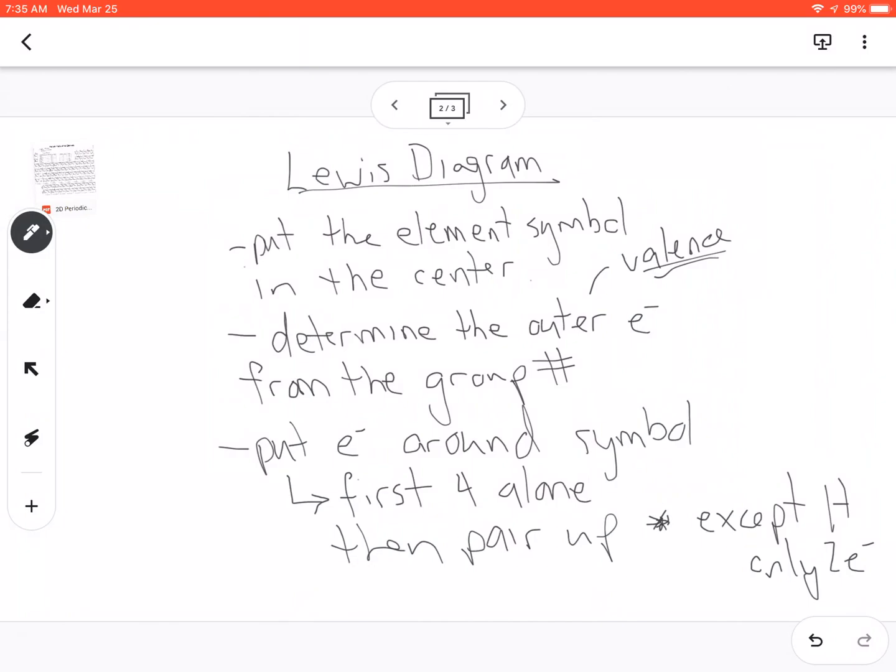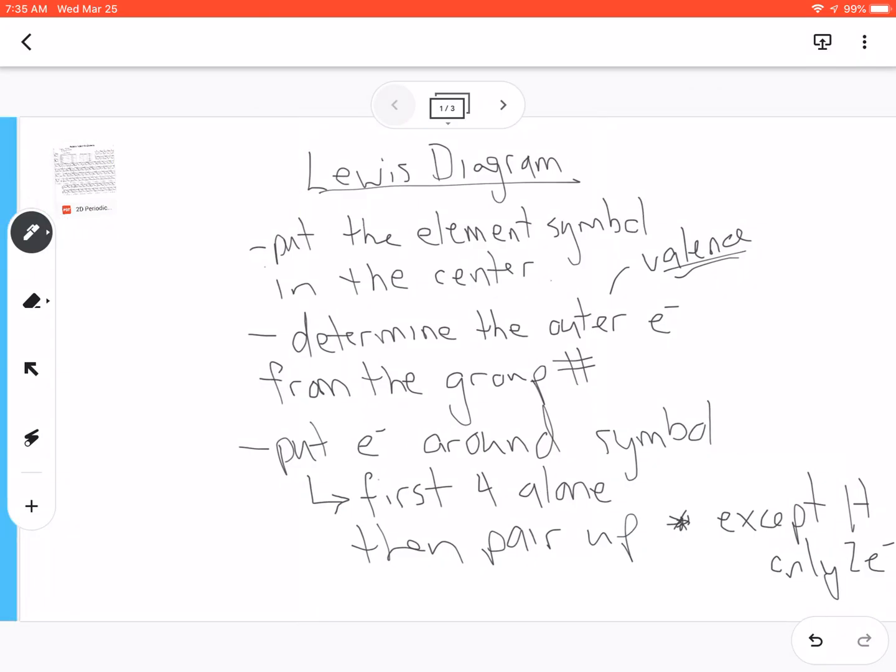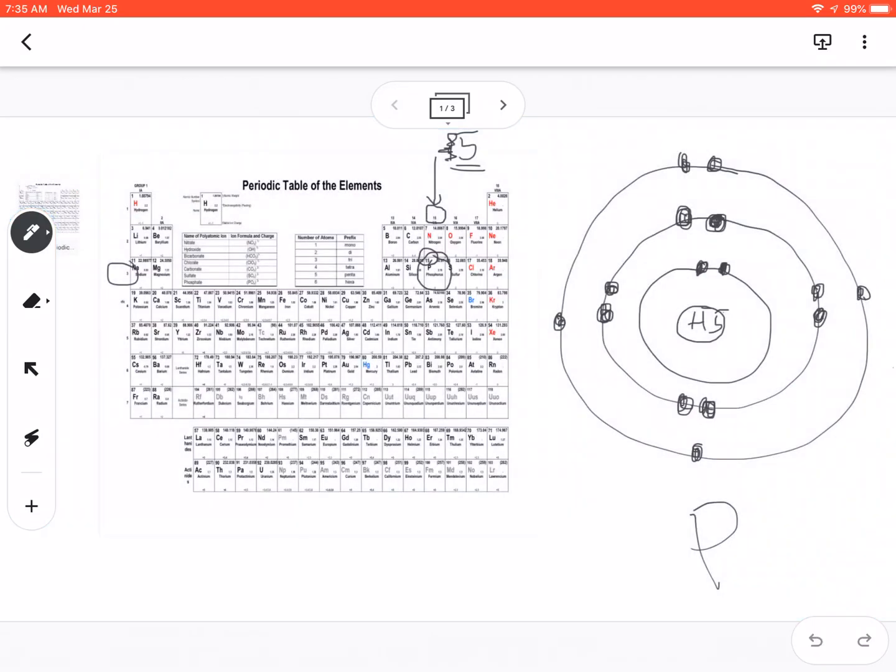All right, let's go back and take a look at our phosphorus for a moment. So there's our phosphorus right there. If we didn't want to draw all those inner electrons, because that's too slow, we just want to draw the 5 outer electrons. So how would I do a Lewis diagram of phosphorus?